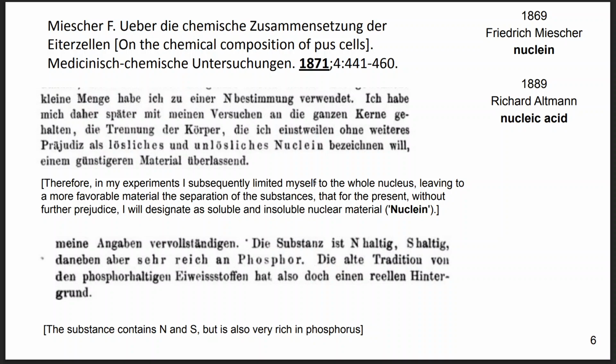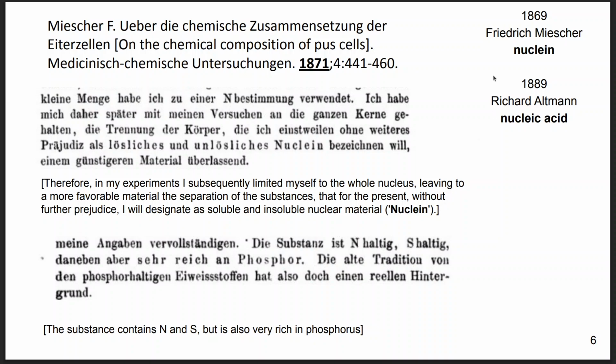He actually spotted that this substance behaves differently from proteins, which people were familiar with back in the day. He noticed that this substance contains nitrogen and sulfur, but is very rich in phosphorus, and phosphorus is absent in proteins. Of course, we now know that sulfur is absent from nucleic acids, so the isolation was presumably not perfect. And he coined the term nuclein to describe this substance that he isolated.